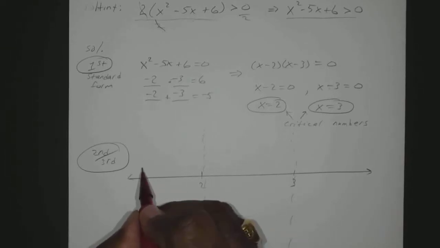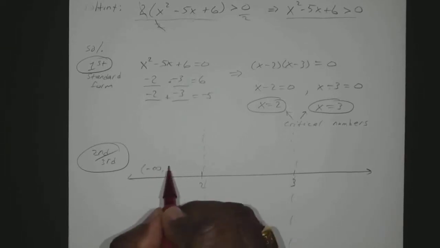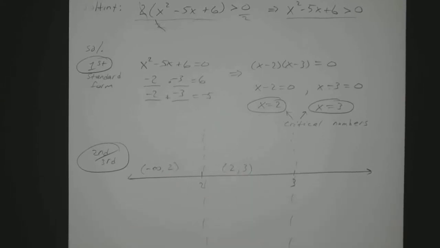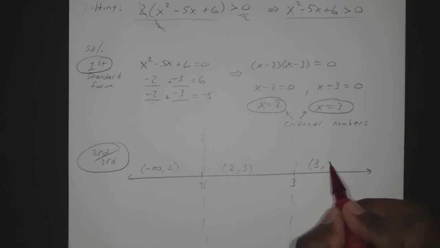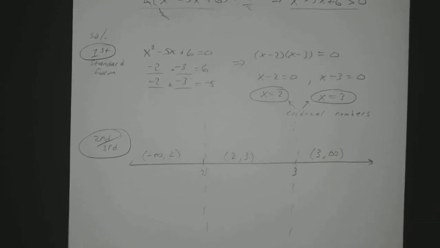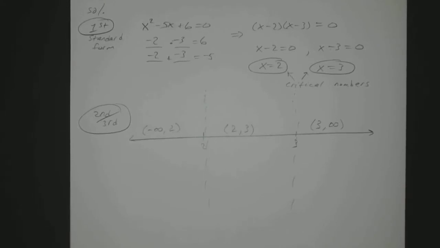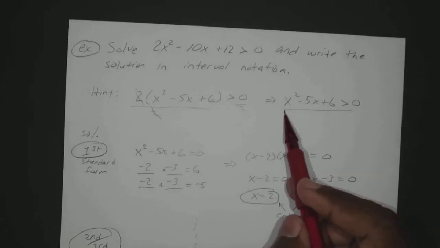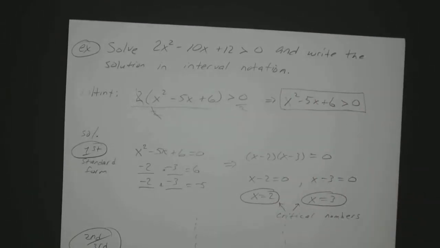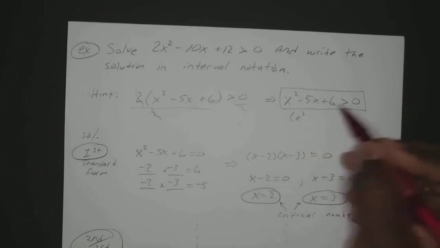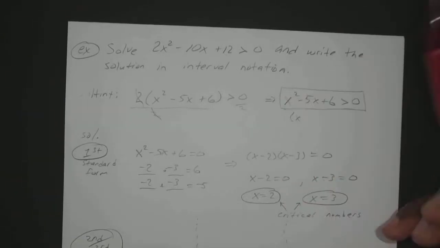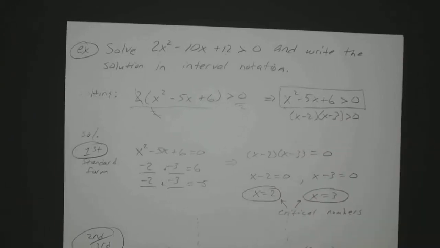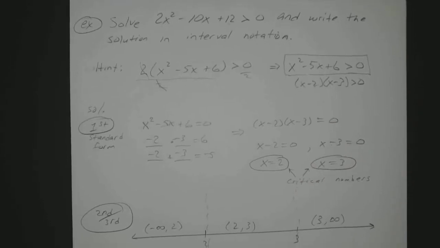So if we have this interval from negative infinity to 2, this interval from 2 to 3, and this interval is from 3 to positive infinity. I'll bring that up a little bit. Okay. So remember, this is also equal to x minus 2 times x minus 3 is greater than 0. So you can use that when you plug in your test values. It'll be a little bit easier.